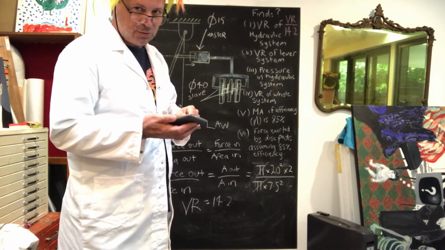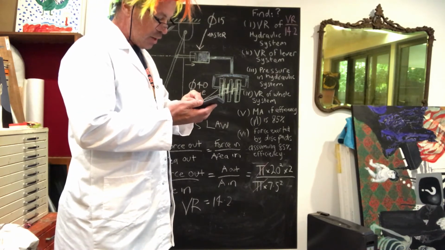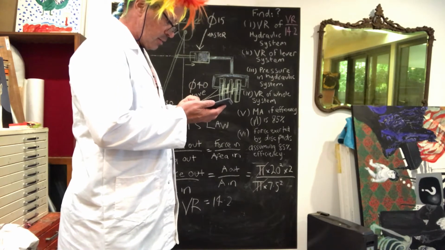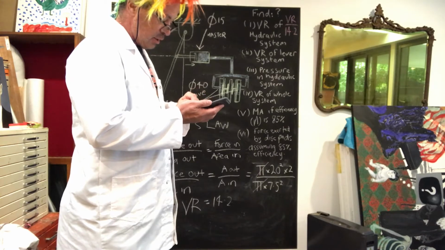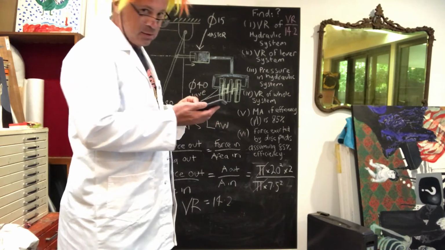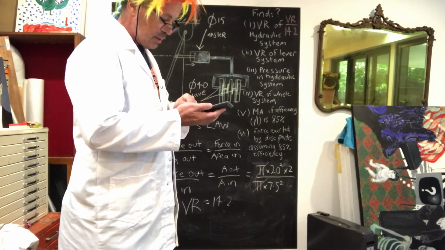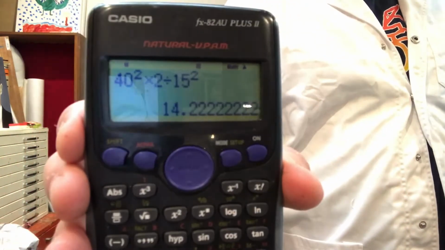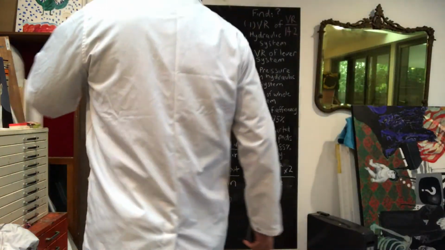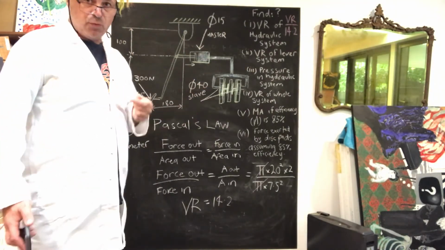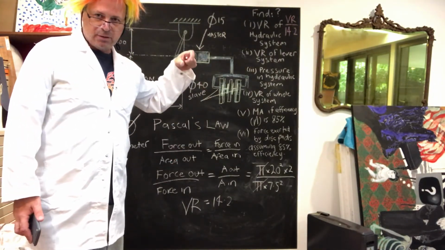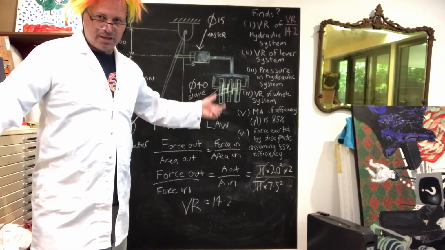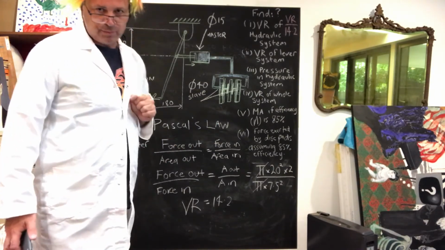we're going to multiply by 2, don't we? Because the top's 2. 40 squared times 2 equals divided by 40 squared times 2 divided by, and I nearly did 20 on the bottom, 15 squared equals, and the answer is 14.2. So when you've got a simple hydraulic system like that, and you want your velocity ratio, it's diameter squared out over diameter squared in. Simple. Part 1 of the problem solved.